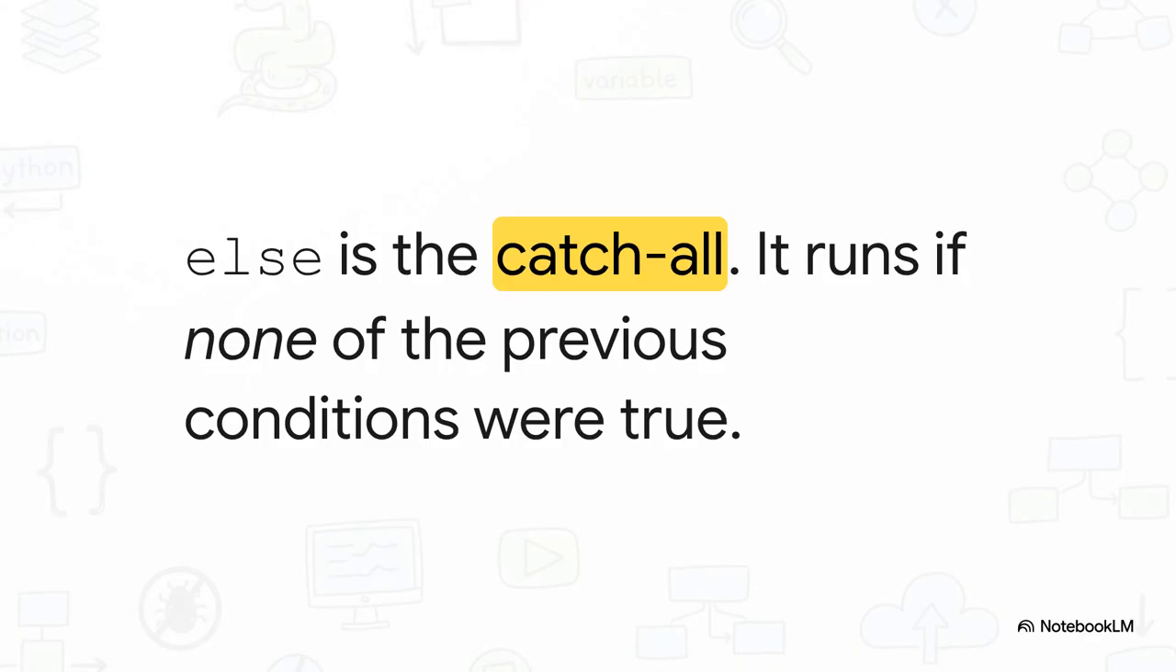And to finish off our decision-making blueprint, we have else. Think of else as the safety net, the catch-all. It's what the program does if none of the other conditions, the if or the elifs, were true. So with this whole if-elif-else structure, we've created a really powerful way to handle basically any situation we throw at it.